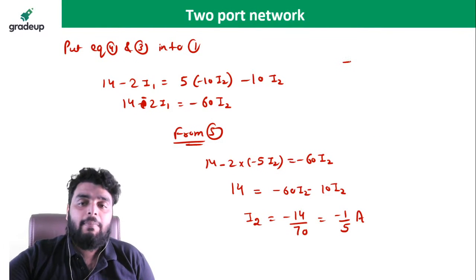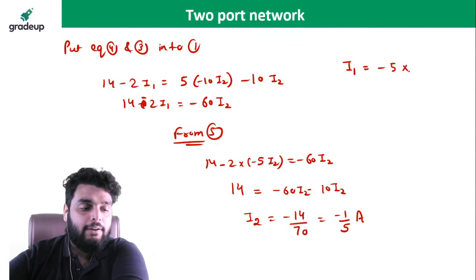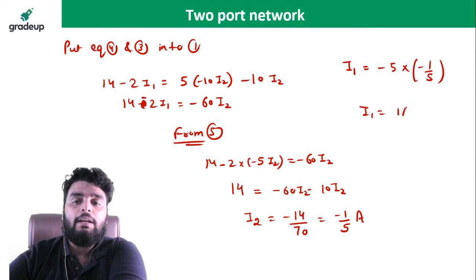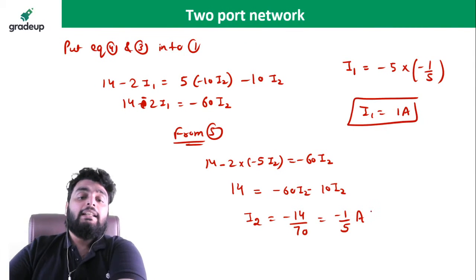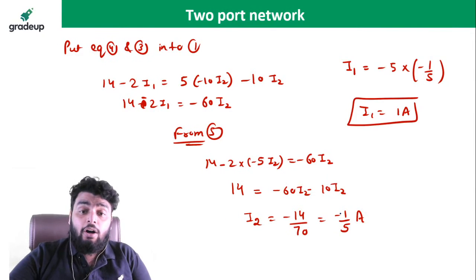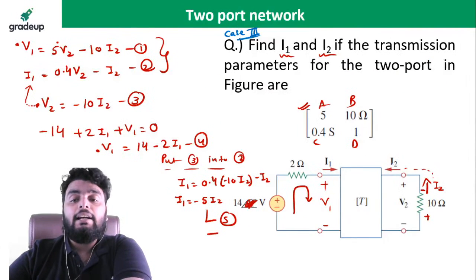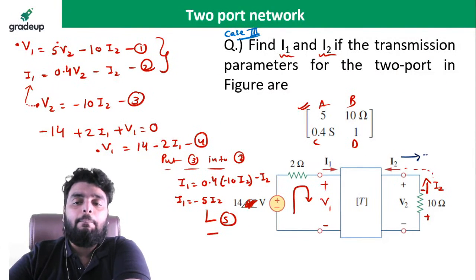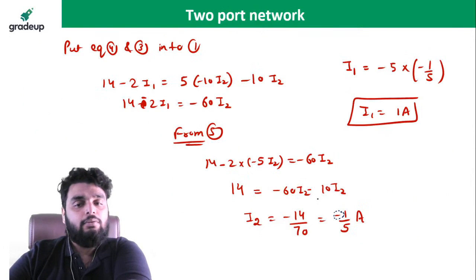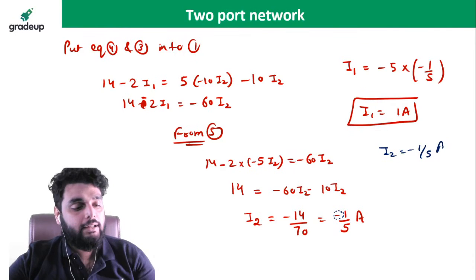Now if I2 is minus 1 by 5 ampere, so I1 is what? I1 is minus 5 times I2. So minus 1 by 5. So I1 comes out to be 1 ampere. Okay. Now what is the meaning of minus sign here? The meaning of minus sign is that the current is actually flowing in the opposite direction. Okay. But I need to find the current in this direction. So the answer is minus 1 by 5. Okay. Now ask your doubts.